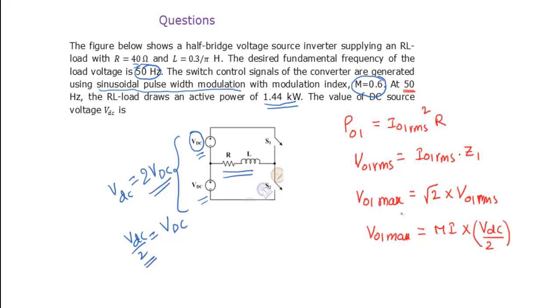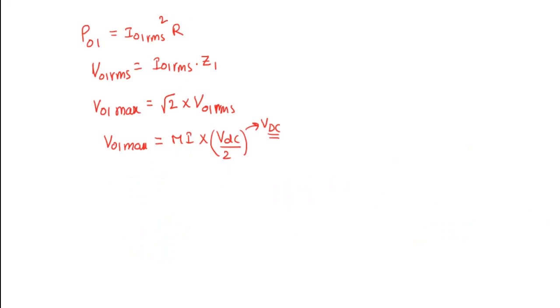Once you know this, you can calculate VDC, that is, capital V DC in our equation. That is what we need to calculate. So now we need to substitute in top to bottom order. Once you substitute those, you can get the answer. I'm taking the equations we discussed and substituting everything in. From this we need to calculate the I01 RMS value.